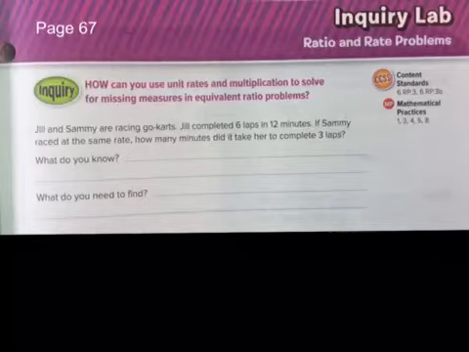Hello boys and girls, today we're going to look at page 67 and 68 on video, and you will do 69 and 70 on your own. Now here, what we're going to do is not a new lesson, but we're actually going to look at unit rates and multiplication to solve missing measures in equivalent ratio problems.